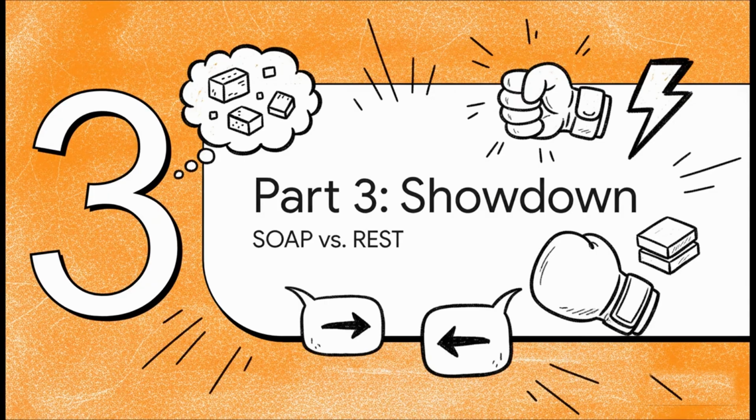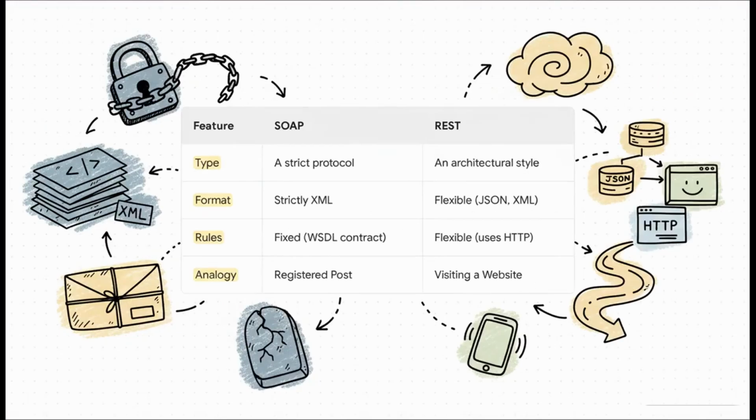All right, we've gotten to know both of them pretty well. Now it's time for the final showdown. Let's put SOAP and REST head to head to really make the differences stick. This table just sums it all up perfectly, doesn't it? SOAP is a strict protocol. REST is a flexible architectural style. SOAP forces you to use XML. REST lets you choose, but really prefers the lightweight JSON. SOAP depends on a formal WSDL contract, while REST just uses the simple, everyday standards of HTTP. It really is registered post versus just visiting a website.